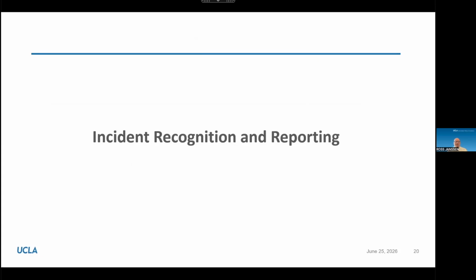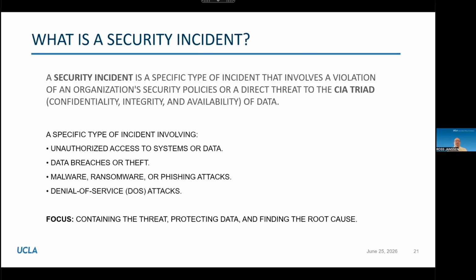So now I want to turn to incident recognition and reporting. I wanted to distinguish what a security incident is compared to a privacy incident. A security incident is a specific type of incident that involves a violation of an organization's security policies or a direct threat to the confidentiality, integrity, and availability of data. There are specific types of incidents that can involve unauthorized access to systems or data breaches or theft, malware, ransomware, phishing attacks, and denial of service attacks.